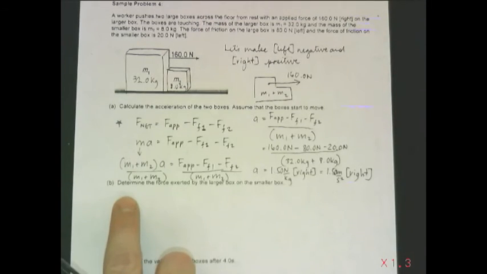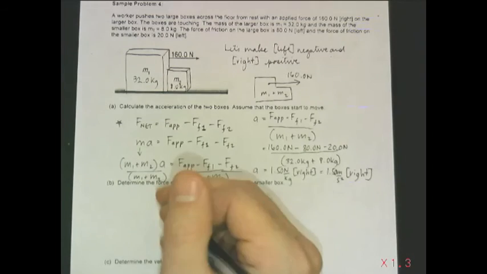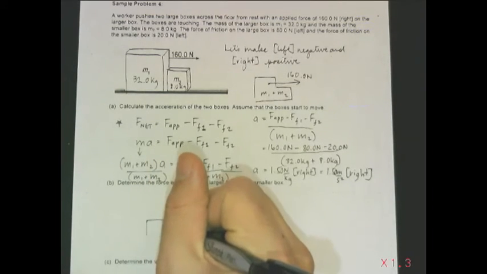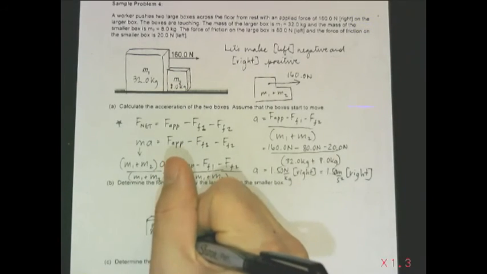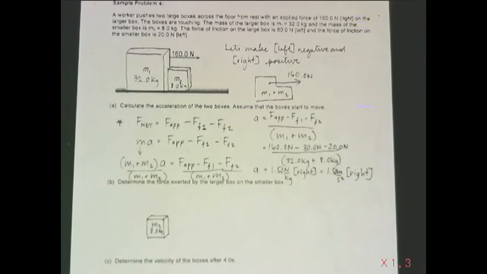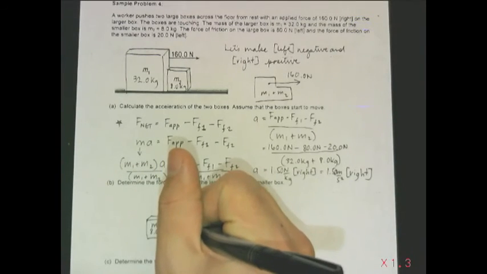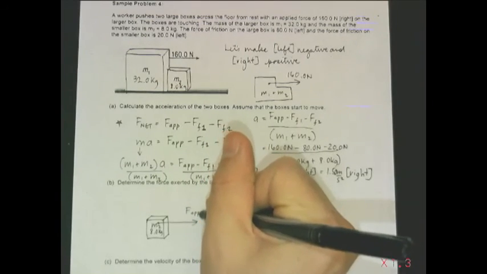In part B, we need to determine the force exerted by the larger box onto the smaller box. In order to examine this more carefully, we're going to draw a free body diagram of just this smaller box. And we're going to examine the forces that are acting on this box. We know that the big box is pushing on it in the forward direction. So we're going to call this the force applied by the big box.